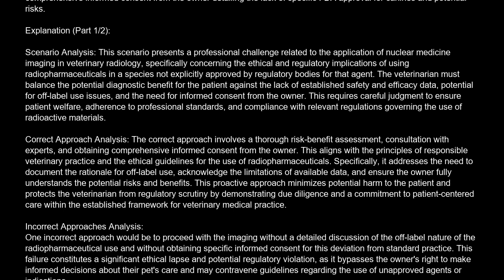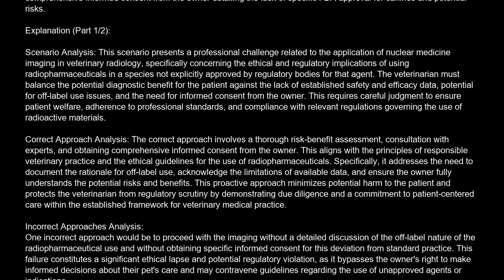Explanation. Scenario analysis. This scenario presents a professional challenge related to the application of nuclear medicine imaging in veterinary radiology, specifically concerning the ethical and regulatory implications of using radiopharmaceuticals in a species not explicitly approved by regulatory bodies for that agent. The veterinarian must balance the potential diagnostic benefit for the patient against the lack of established safety and efficacy data, potential for off-label use issues, and the need for informed consent from the owner.